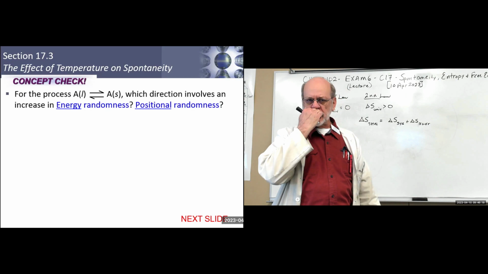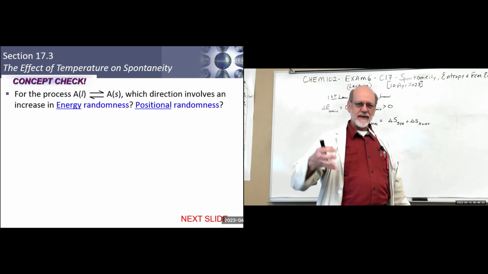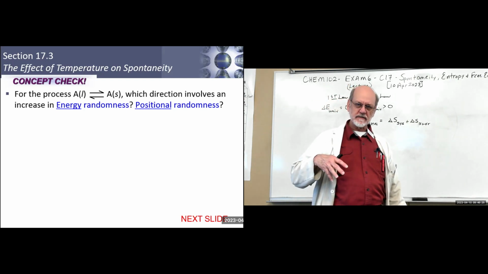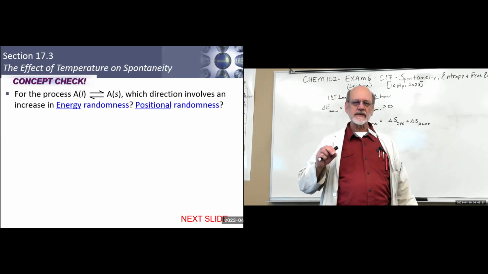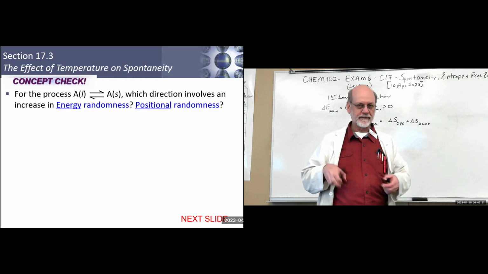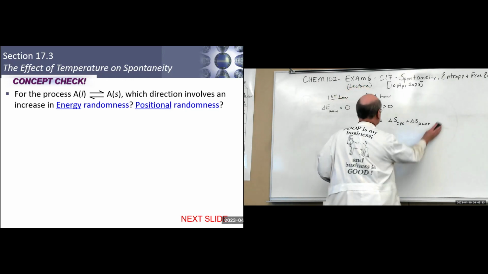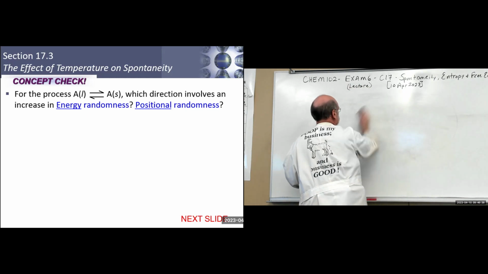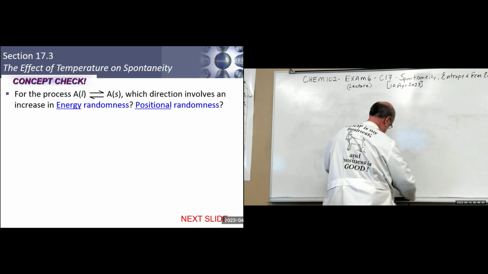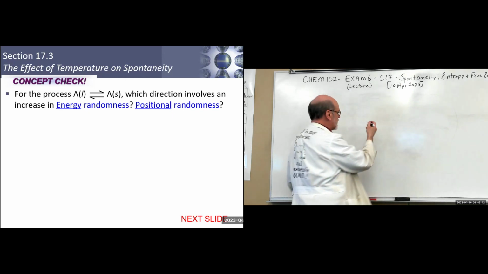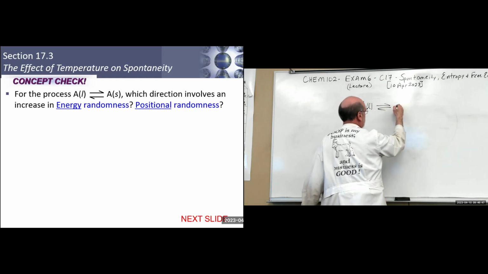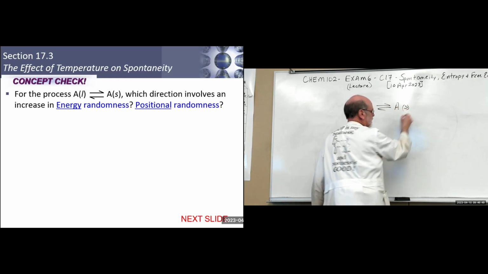Okay. So for an example, if we have something that's in the liquid state and we change it to the solid state, which direction involves an increase in energy randomness or positional randomness? Okay, so let's look at it from both perspectives. We've got something in the liquid state, and it goes to the solid state.